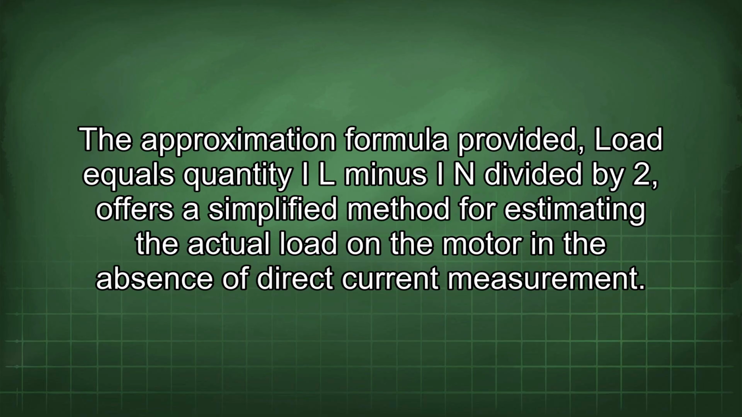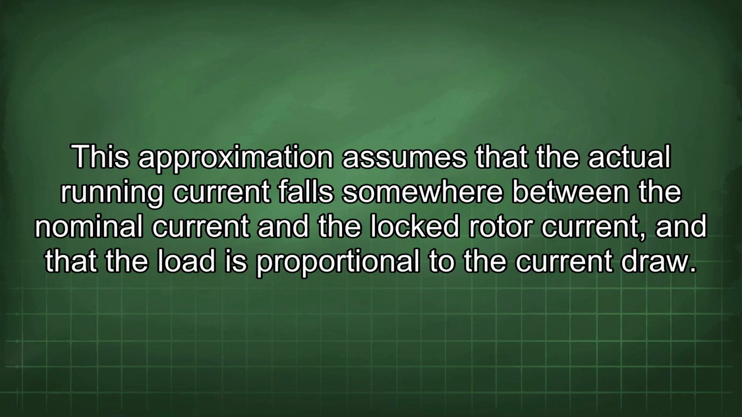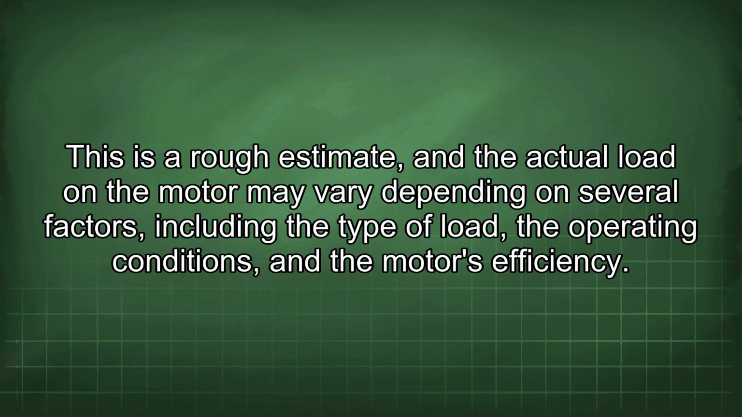The approximation formula provided, load equals quantity IL minus IN divided by 2, offers a simplified method for estimating the actual load on the motor in the absence of direct current measurement. This approximation assumes that the actual running current falls somewhere between the nominal current and the locked rotor current, and that the load is proportional to the current draw. This is a rough estimate, and the actual load on the motor may vary depending on several factors, including the type of load, the operating conditions, and the motor's efficiency.